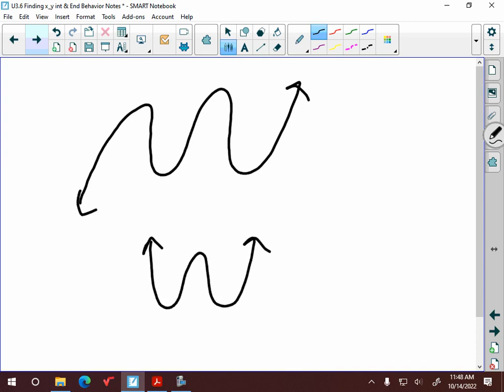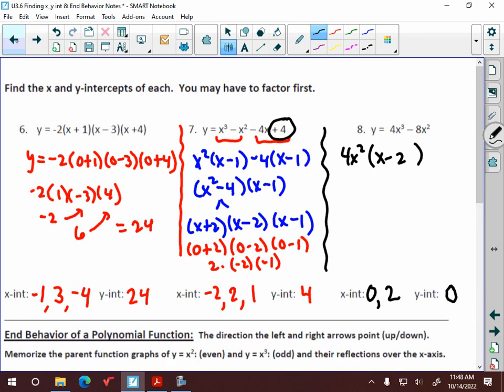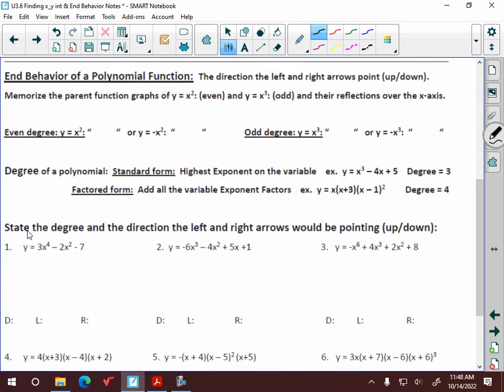So you can see that both examples, they have two arrows, one on the left and one on the right. And they can either be pointing up or they can be pointing down. They can both be pointing up, they can both be pointing down, or they can just go in opposite directions. So this is what the shapes of these graphs are going to look like. All right. So that's what end behavior is. It's what are the two end arrows doing? Are they going up or are they going down?